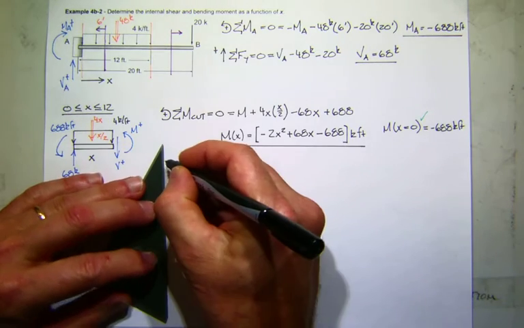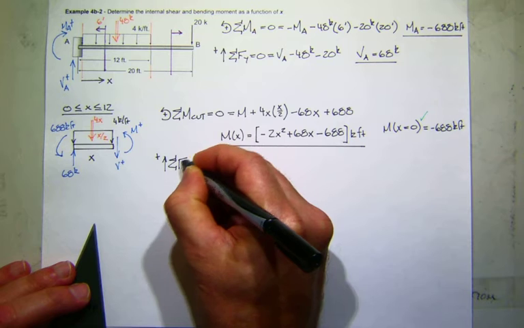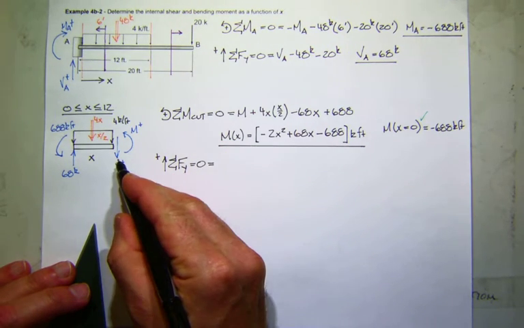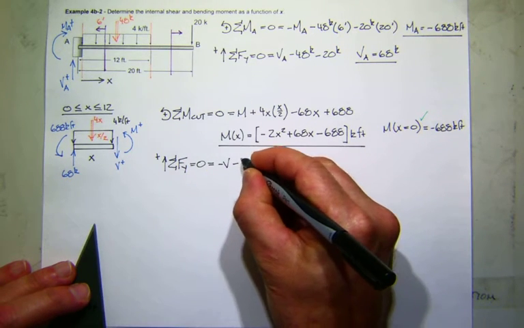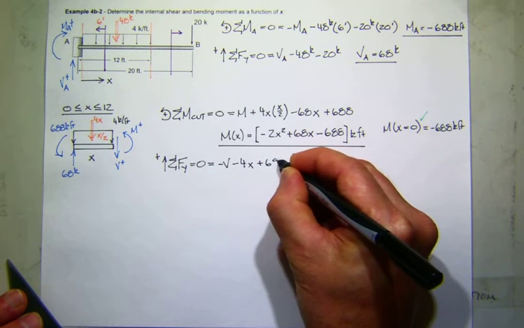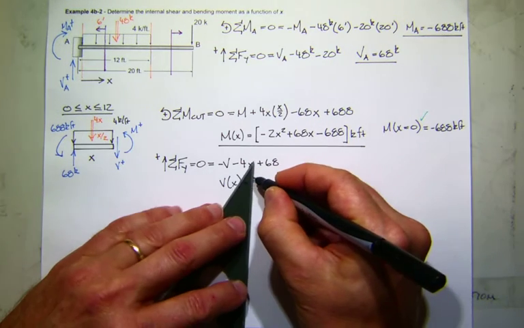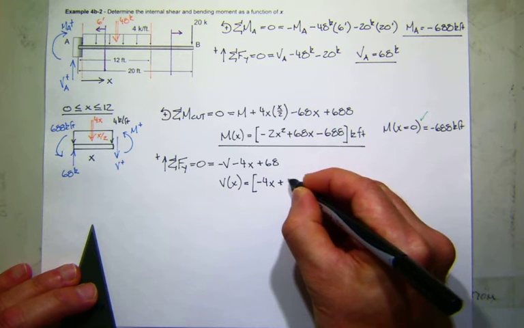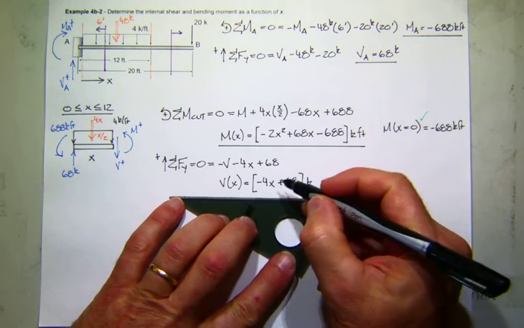So now let's find the shear force. So I will sum forces in the y direction. Assume up is positive, make sure they're all in equilibrium. So starting with the shear is down, so that's minus. My force 4x is down, that's negative. 68 is up, that's positive. So it looks like my shear force as a function of x is negative 4x plus 68. And all those terms should be in force, in this case kips.